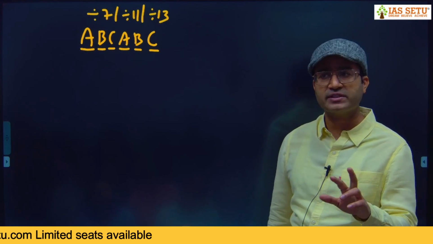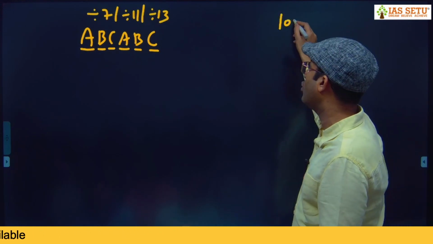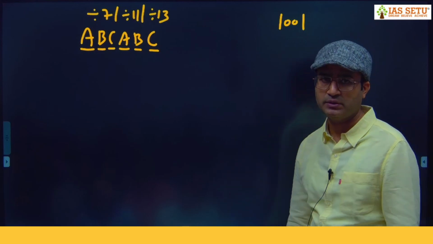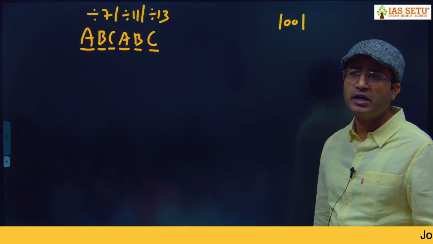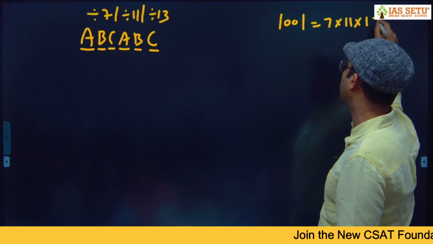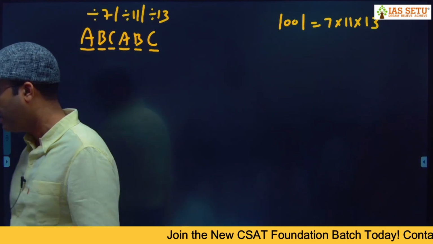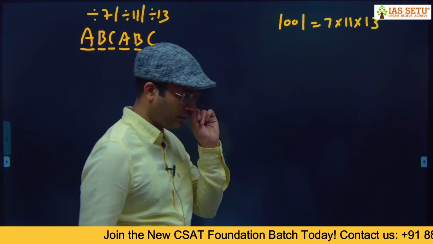But for that you remember one special number. Yesterday I told you 7744. Today I tell you one more special number, 1001. Remember it. 1001 is nothing but a multiple of 7, 11, 13. लिख लो, 1001 is equal to 7 into 11 into 13.